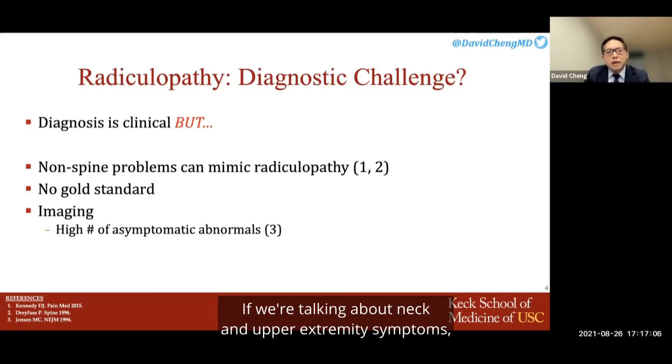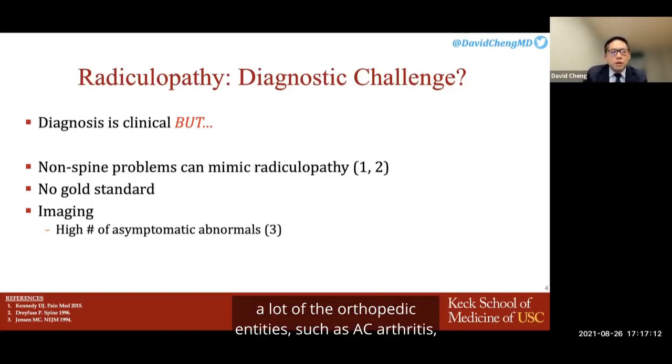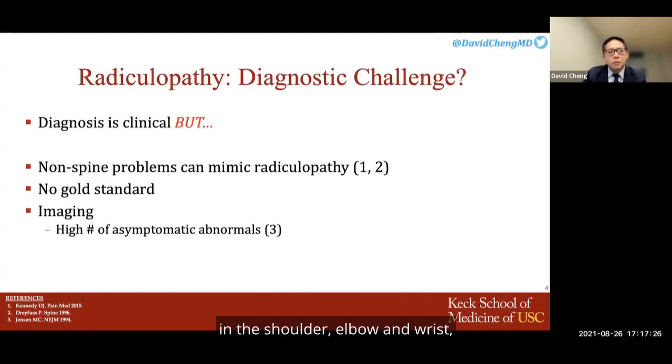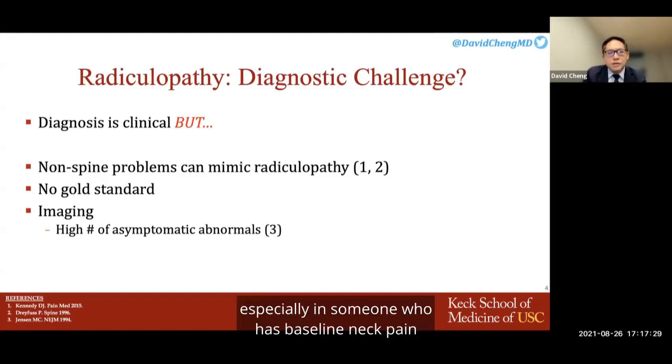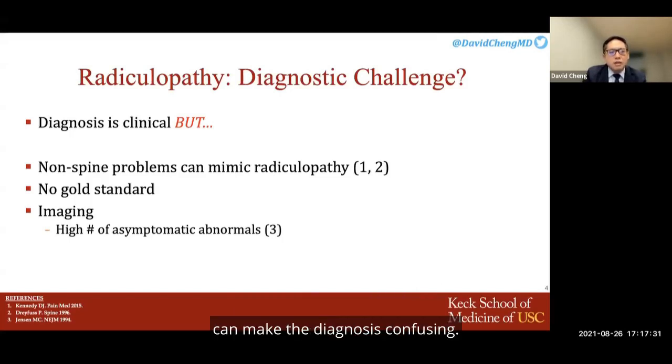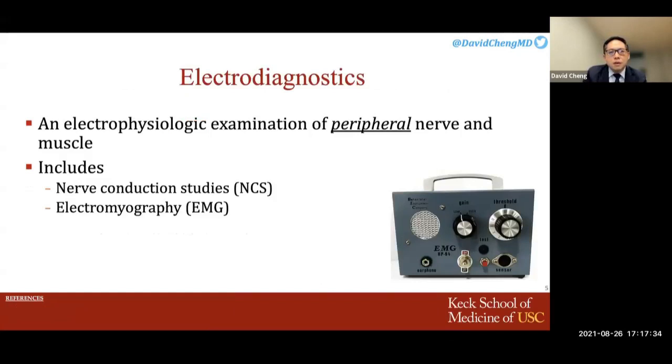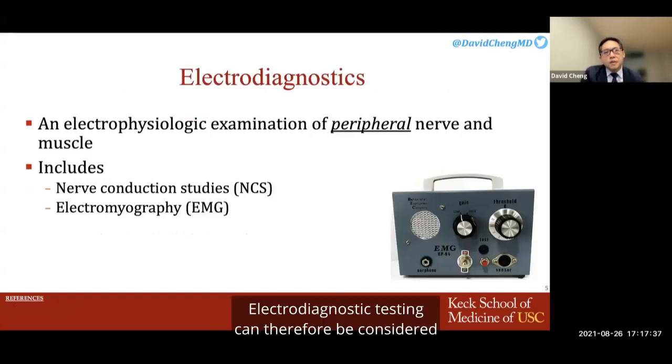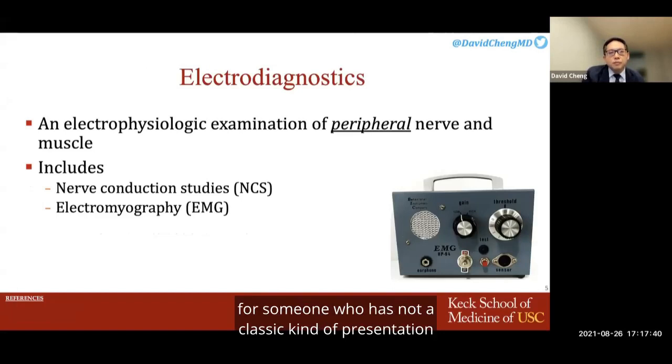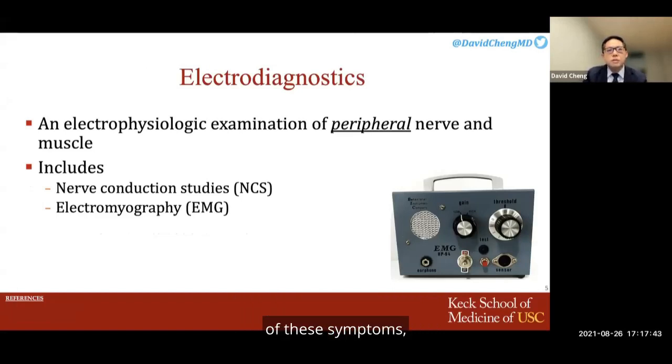If we're talking about neck and upper extremity symptoms, a lot of the orthopedic entities such as AC arthritis, shoulder impingement, and even some elbow and wrist problems such as lateral epicondylitis, de Quervain's tenosynovitis, all those things that can cause pain either in the shoulder, elbow, and wrist, especially in someone who has baseline neck pain, can make the diagnosis confusing. Electrodiagnostic testing can therefore be considered for someone who has not a classic kind of presentation of these symptoms, and it helps us answer very important questions.